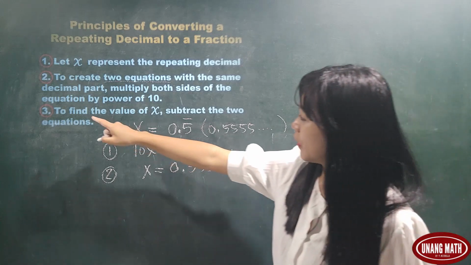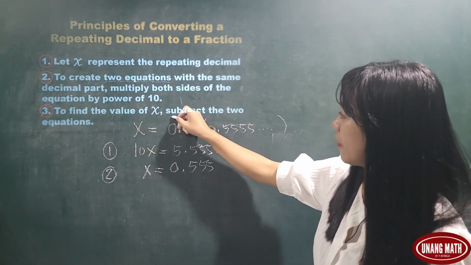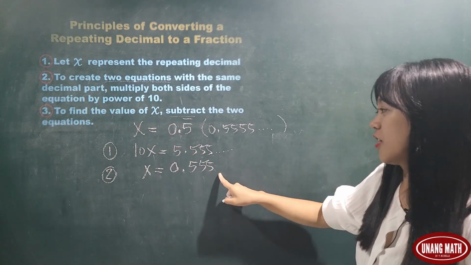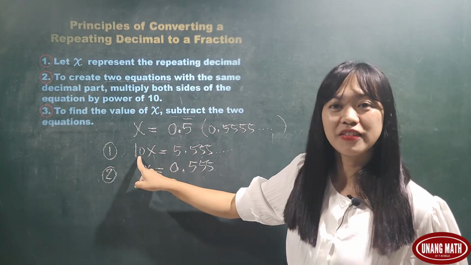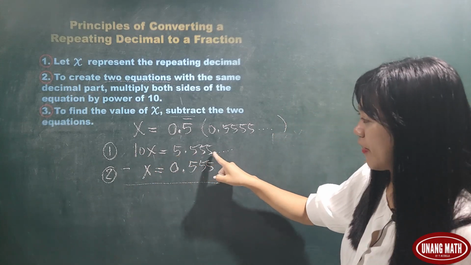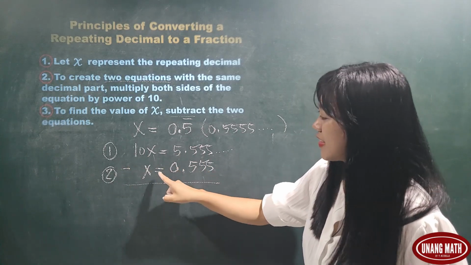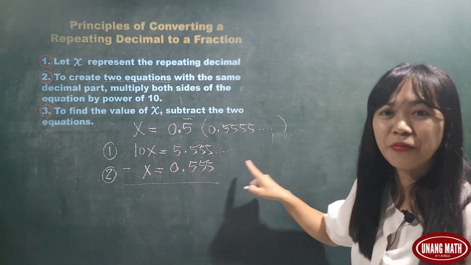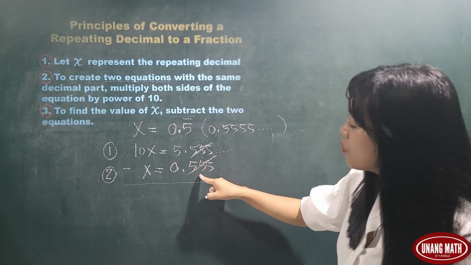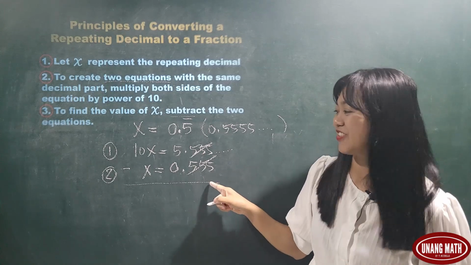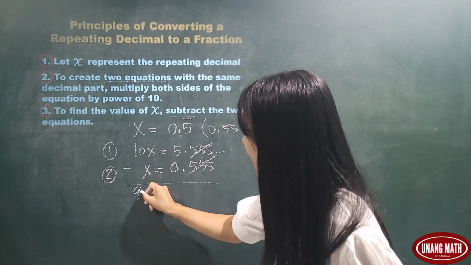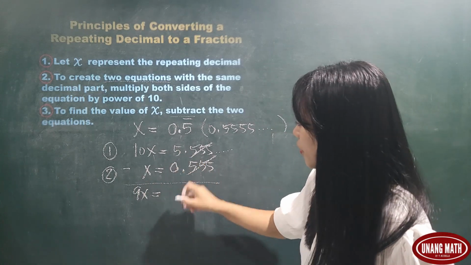Okay, third, to find the value of x, we have to subtract the two equations. So the second equation must be subtracted from the first equation. So we have 10x equals 5.555 repeating minus x is equal to 0.555 repeating. Okay, in this case, we can now remove the repeating digits. Let's subtract 10x minus x. This is 9x. And 5 minus 0 is 5.